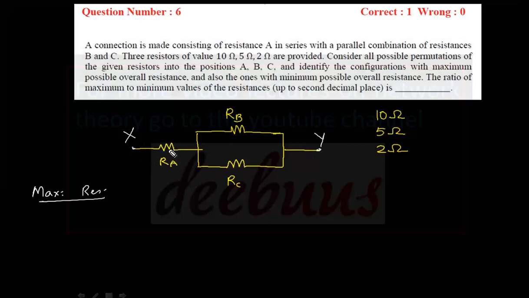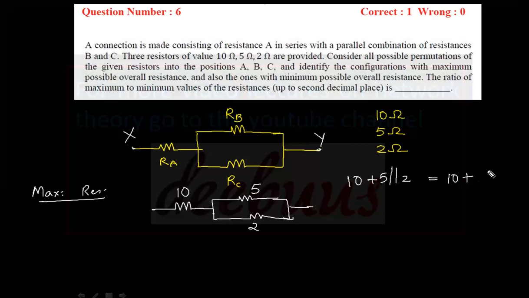For obtaining the maximum resistance, this 10 ohm must be in series with the combination of Rb parallel Rc, right? We know that the maximum resistance must be in series. Then only we can obtain the net resistance as maximum, right? So the net resistance is 10 plus 5 parallel 2, that is the maximum resistance. That is 10 plus 5 into 2 by 7, that is 10 plus 10 by 7, which is 80 by 7. 80 by 7 ohm is the maximum resistance.